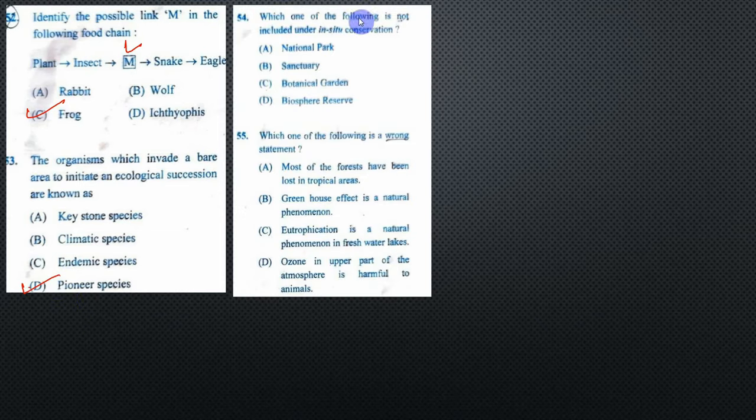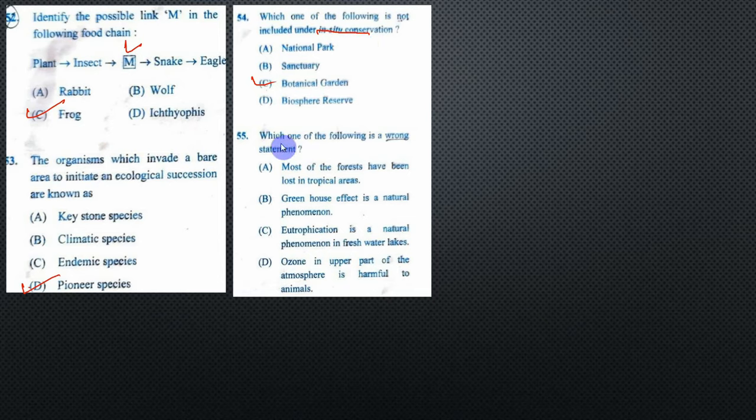Moving on, which of the following is not included in situ conservation mode? A is national park, B is sanctuary, C is botanical garden, and D is biosphere reserve. It's an easy question. Botanical garden is not in the in situ conservation.